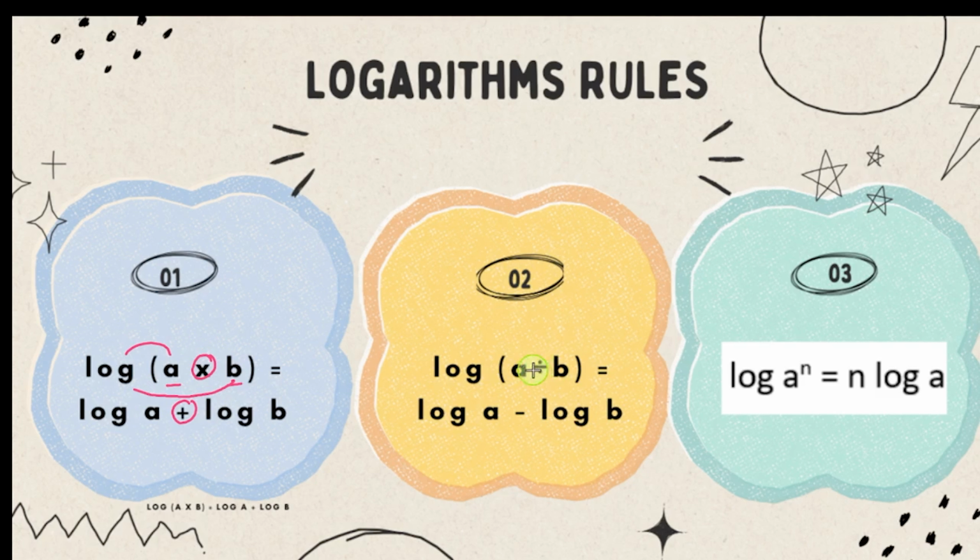Rule number two: you want to divide A by B. What you have to do here? You have to take the log value of A and the log value of B. This division will become minus.